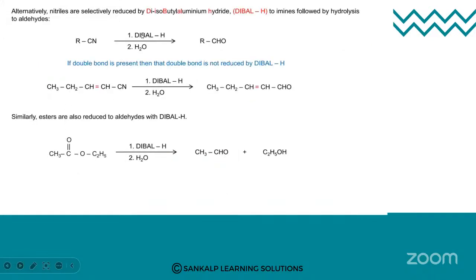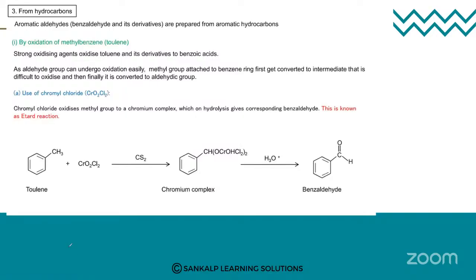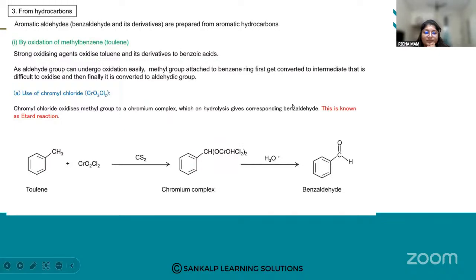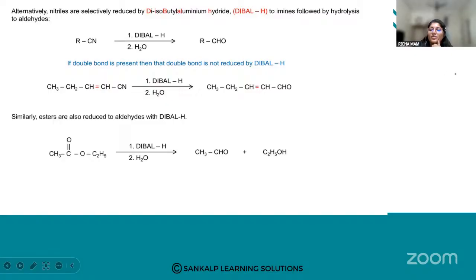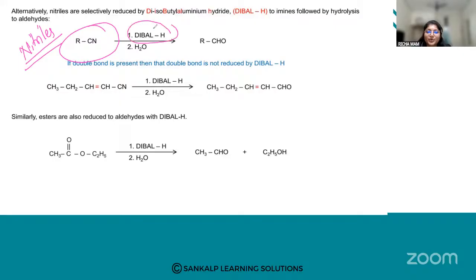Alternatively, you can convert the nitriles, you can reduce them also to aldehydes by using DIBAL, diisobutyl aluminum hydride. That is another reagent. Followed by hydrolysis, you are going to get the aldehyde. So by using nitriles, I'm going to use diisobutyl aluminum hydride followed by hydrolysis, and I'm going to get an aldehyde.